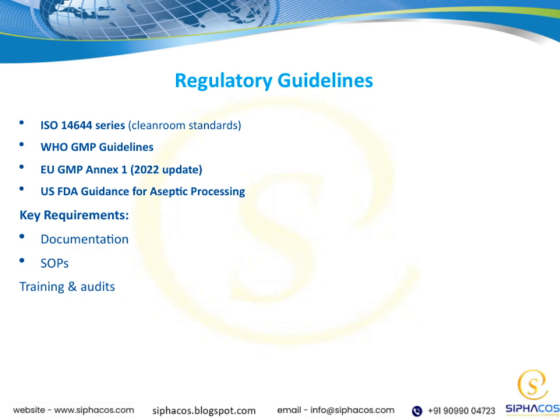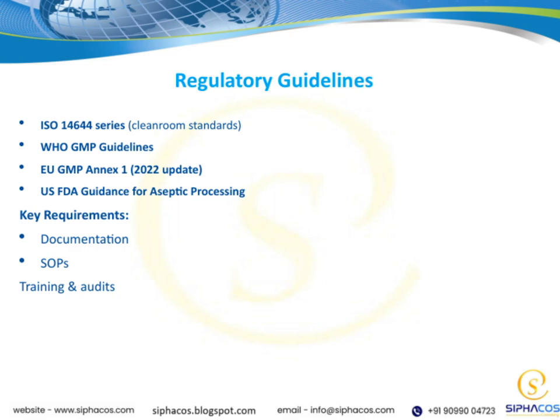Then, we have the EU GMP Annex 1, which was recently updated in 2022. This annex specifically details the requirements for sterile manufacturing, highlighting the importance of maintaining aseptic conditions and rigorous validation procedures. Lastly, the US FDA guidance for aseptic processing offers detailed recommendations for sterile drug manufacturing in the United States. It underscores the importance of risk assessments and environmental monitoring.